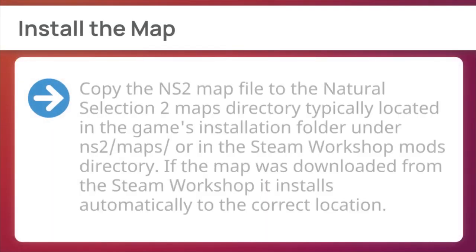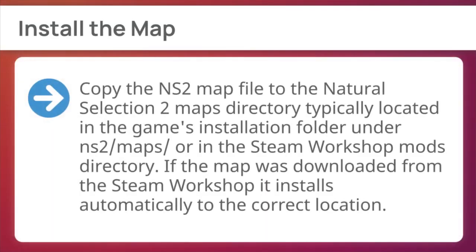First, install the map. Copy the NS2 map file to the Natural Selection 2 maps directory, typically located in the game's installation folder under NS2 maps or in the Steam Workshop mods directory. If the map was downloaded from the Steam Workshop, it installs automatically to the correct location.